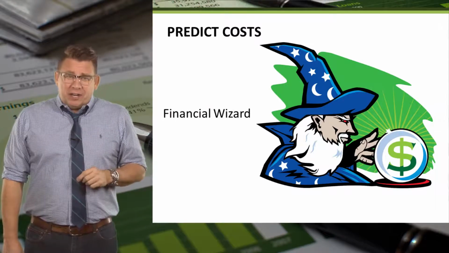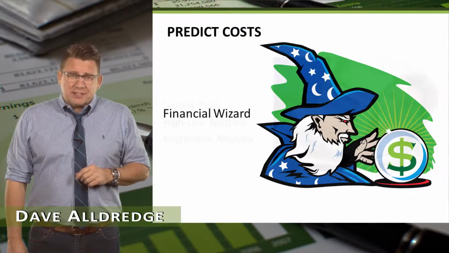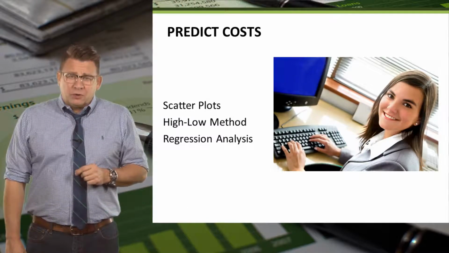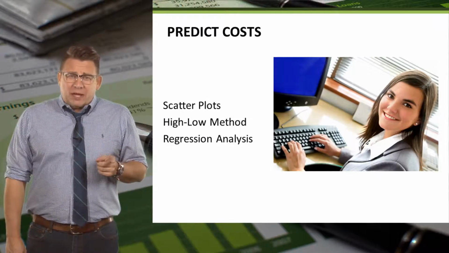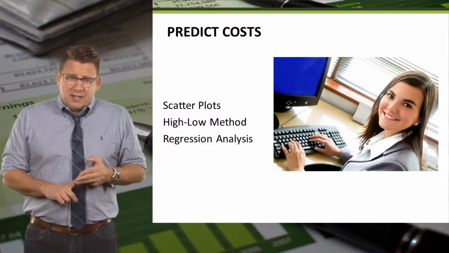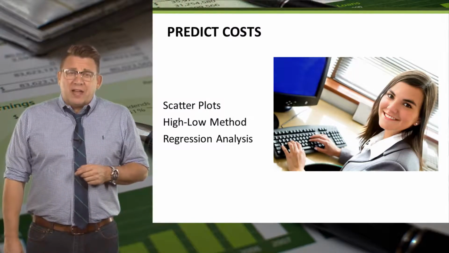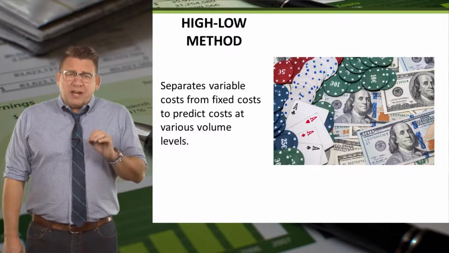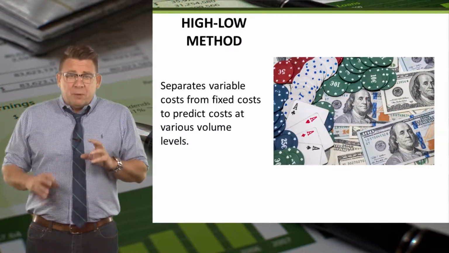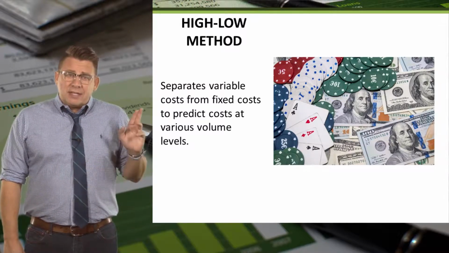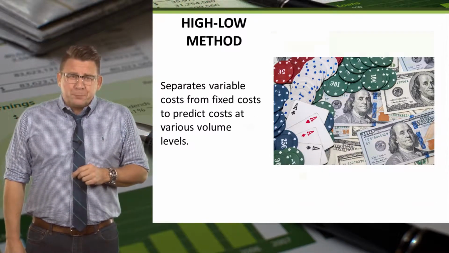You don't have to be a financial wizard to predict future costs. There are three primary ways that this is done by regular old accountants: scatter plots, high-low method, and regression analysis. This short video will focus on the high-low method. The high-low method separates variable costs from total costs to determine fixed costs. It does not refer to a poker game.